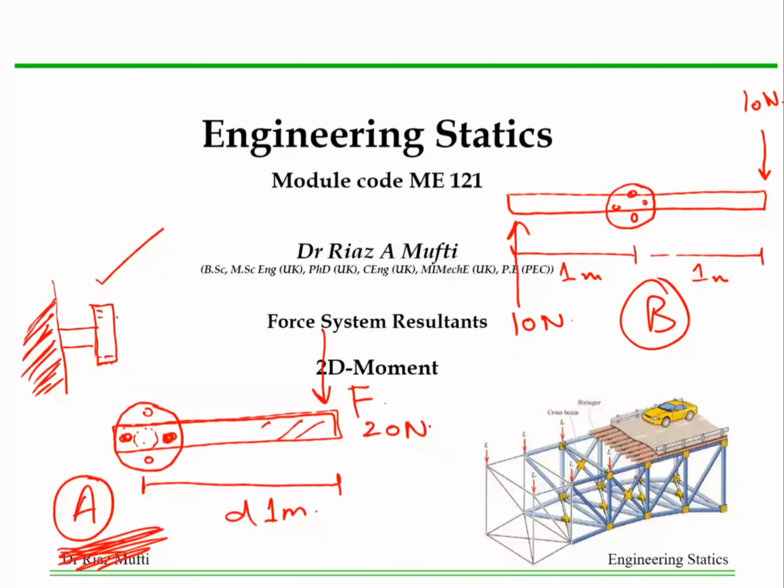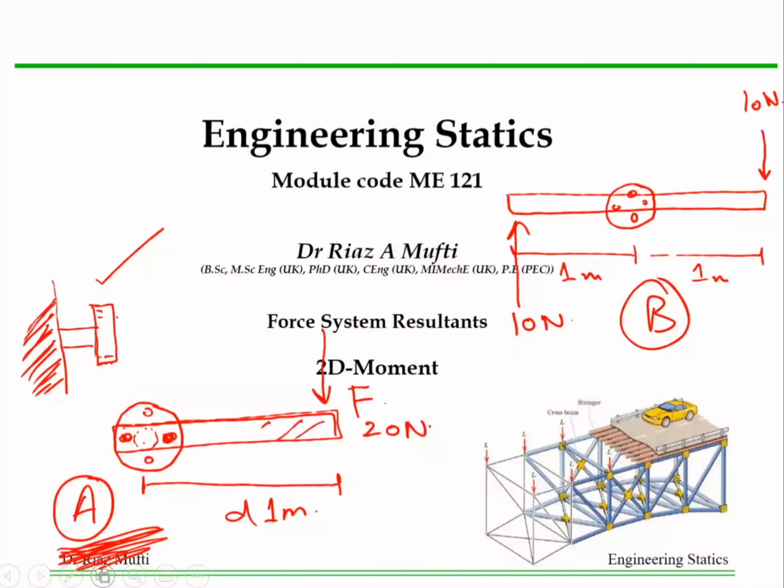Now, what is the sum of all the forces acting in the vertical direction in scenario A? 20 Newtons downwards. Okay. What is the total force acting on scenario B vertically? No overall force. So is there a difference? Yes, sir. There is a big difference.